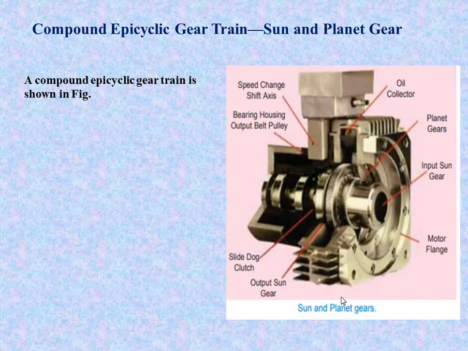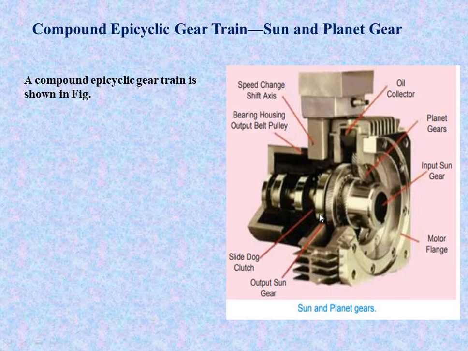The working diagram, the working model, will be there. Sun and planet gears. Here is the oil collector. Next is the speed change shift axis. Next is the bearing housing and output belt pulley. Here is the bearing housing. Next is the dog clutch, the slide dog clutch.